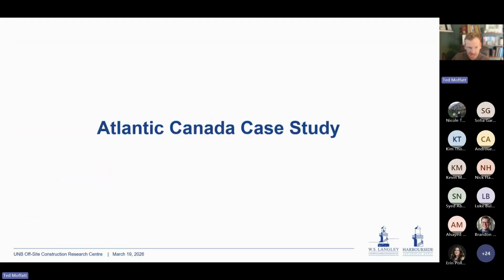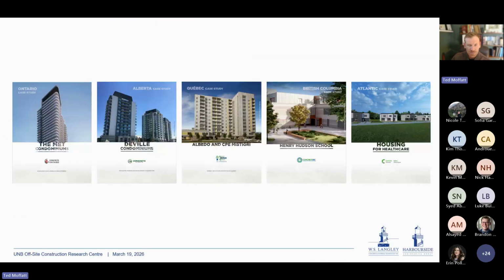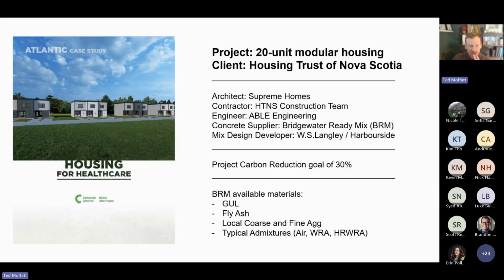So to quickly look at a case study, I know I'm running out of time. Within this document, there's a number of case studies across the country. In the November edition, the most recent edition, they included a case study from a job in Atlantic Canada. This job I was a part of; I was consulted to develop the mixes for this job. This is a Nova Scotia housing project, with Bridgewater Ready Mix in Bridgewater, Nova Scotia. So they retained me to develop the mixes.